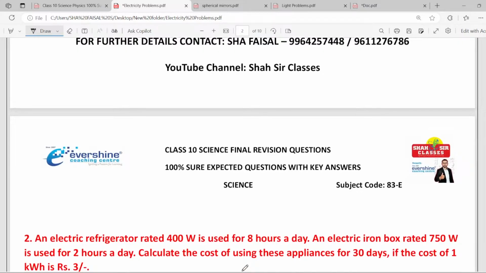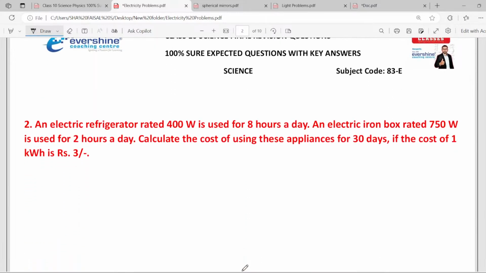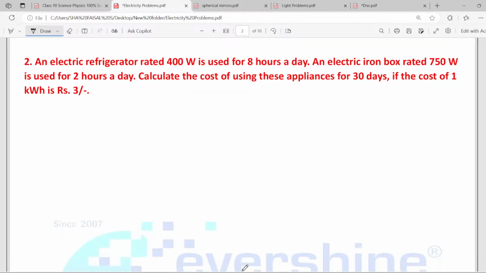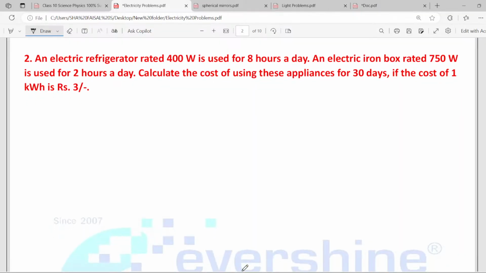Next, let me solve the next problem here. The problem is on the screen. An electric refrigerator rated 400 watt is used for 8 hours a day. An electric iron box rated 750 watt is used for 2 hours a day. Calculate the cost of using these appliances for 30 days if the cost of 1 kilowatt hour is rupees 3.